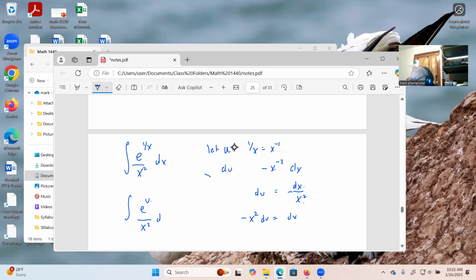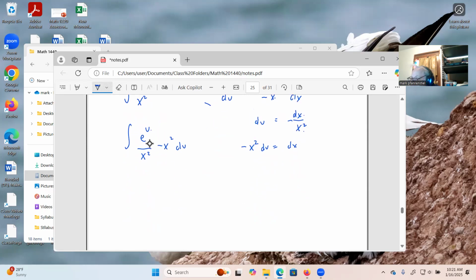So instead of my dx here, I'm just going to substitute in this piece right here, negative x squared du. And then there's some stuff that cancels like that. Okay, so that part cancels. So all we're left with is that negative sign, because we have to keep that, e to the u du, and that's the nice integral that we know how to do. So that's going to be negative e to the u plus c, because it's an indefinite integral.